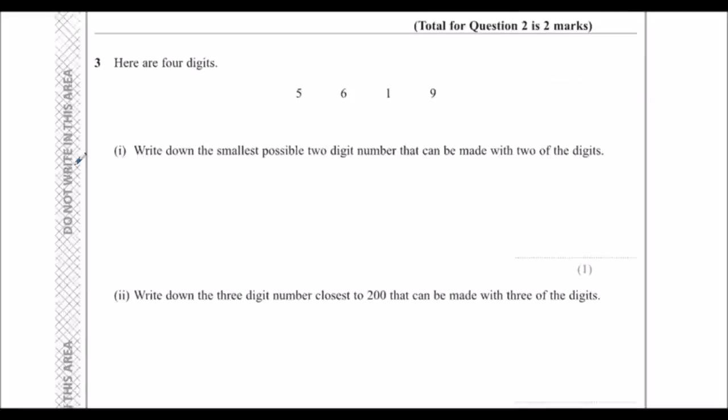Question three. Here are four digits. Write down the smallest two-digit number that can be made from two of the digits. So for the smallest number, we're going to have tens and ones. We want the smallest possible number in the tens, and so that's the one. Then to make the smallest number out of the options we've got left, we want the smallest one. So that's 5, and that will go in the ones. So we've got 15.